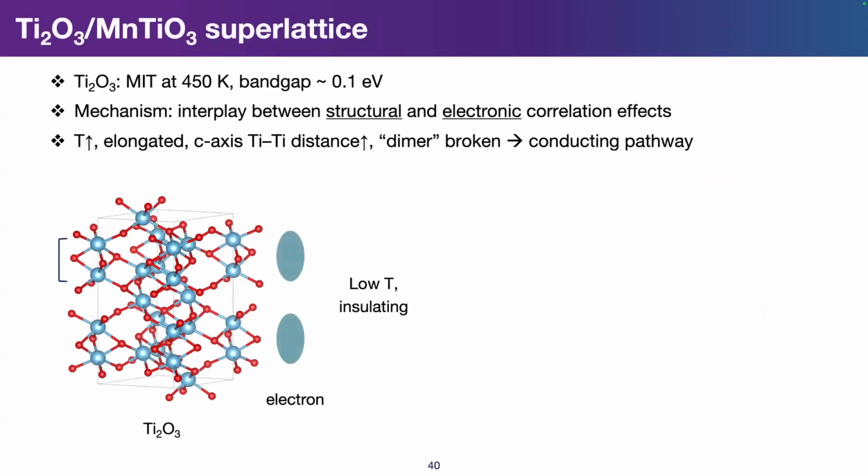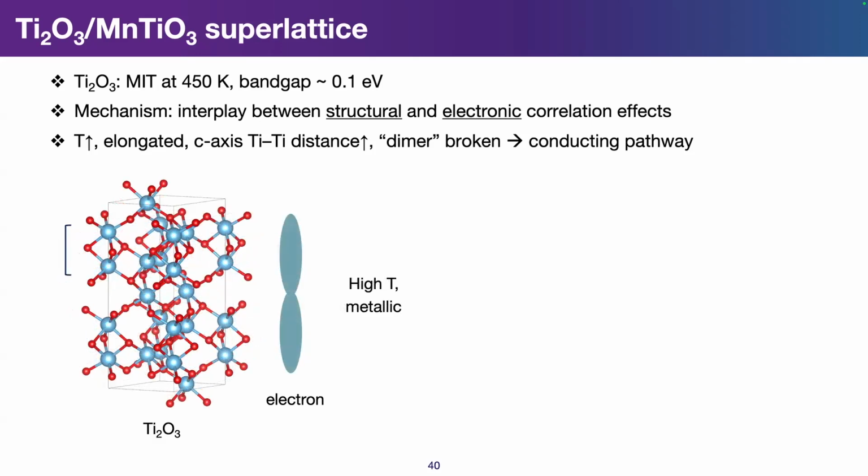Currently, we are focusing on this specific type of superlattice. Within them, the titanium oxide Ti2O3 is a previously identified MIT compound with a 450 K transition temperature, higher than room temperature. Its transition mechanism is an interplay between the structural and electronic correlation effects. When temperature goes up, the structure is elongated, and the distance between two titanium atoms along the C-axis is increased.